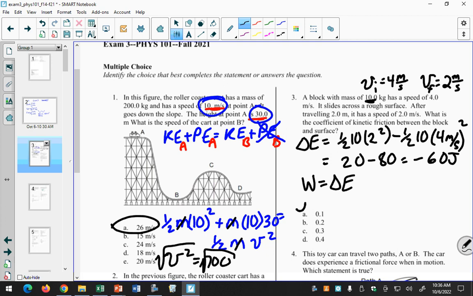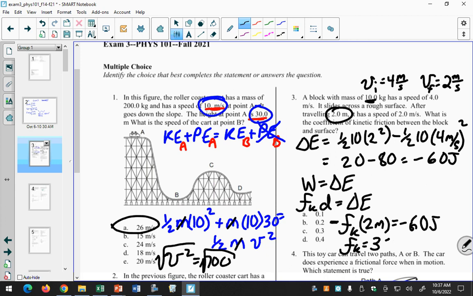The work is equal to the frictional force times the distance that it travels, and that's equal to my change in energy. So my frictional force is going to be, well, I need to find out what that's going to be, times the distance, it traveled 2 meters, is equal to minus 60 joules. Now I know this is going to be -2 because I know that the force and the displacement are in opposing directions. So that tells me that Fk is equal to 30 newtons.